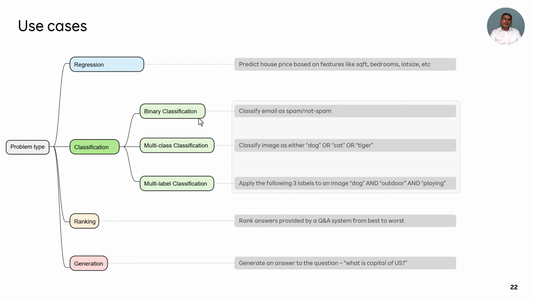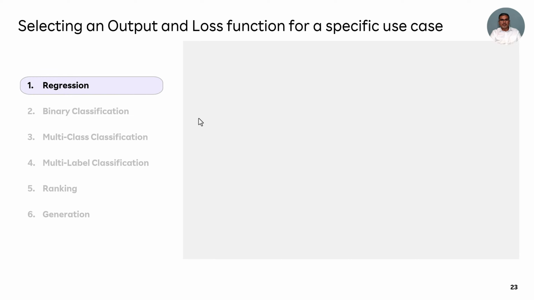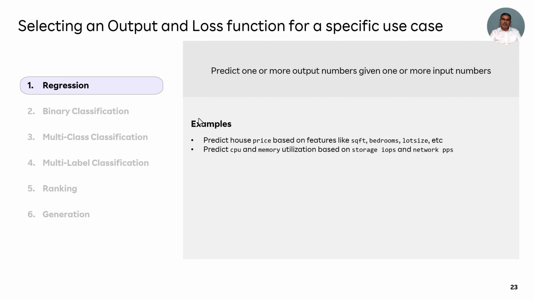Now let's get into the first one, which is the regression problem. So what is the use case here? The use case is you'd like to predict one or more output numbers given one or more input numbers. We took this example earlier. You want to predict the price of a house given its features like square foot, bedrooms, and lot size. Or you would like to predict, for example, the CPU and memory utilization when the storage IOPS and the network packets per second are some value.